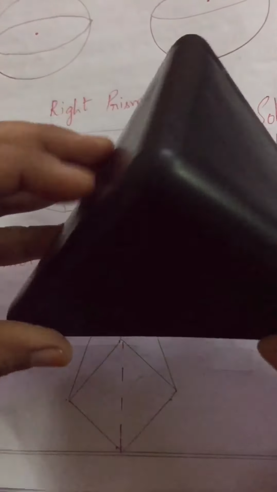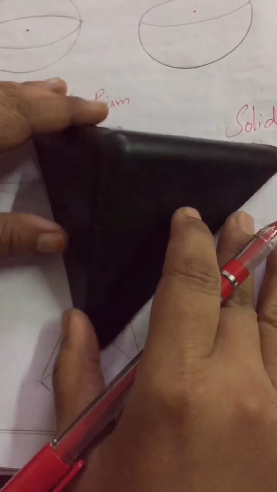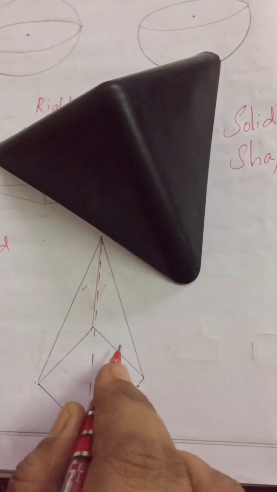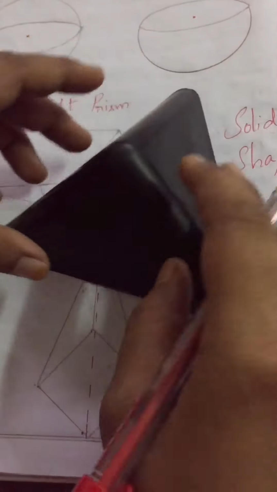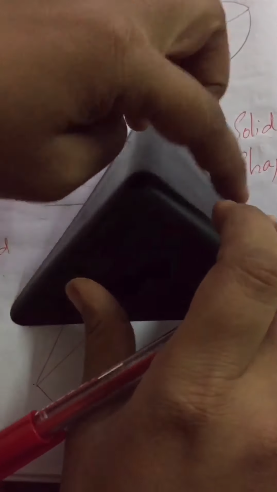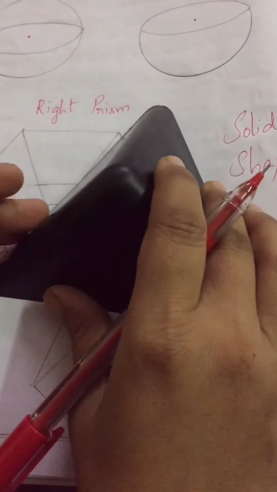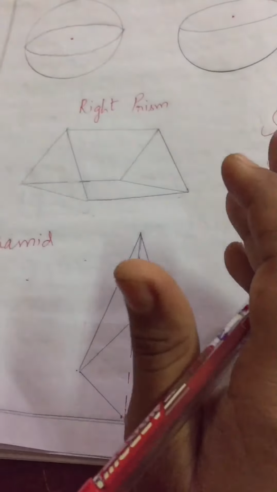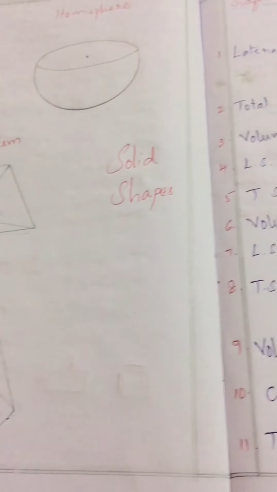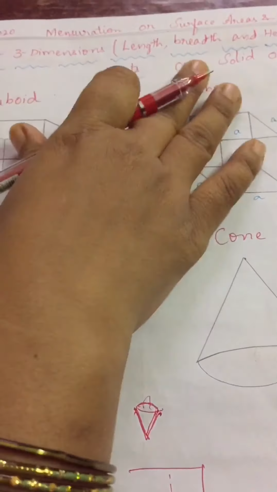Next object is pyramid. Pyramid will be in this shape. Base is in square shape and all four sides are in triangular shape. Pyramid you observe in Egypt. Usually you observe pyramid-shaped objects in Egypt. Clear, children? Now I said starting only surface area and volumes.